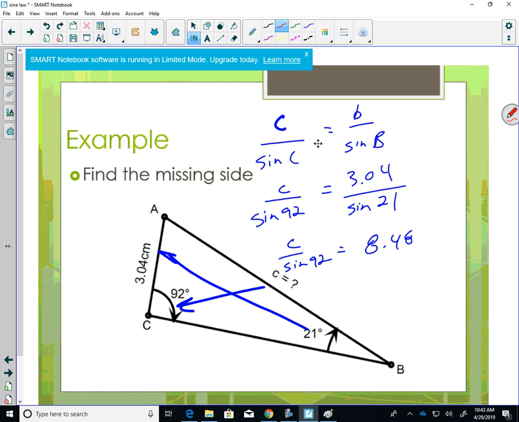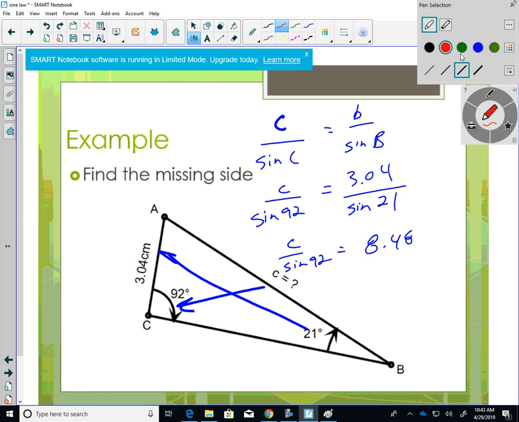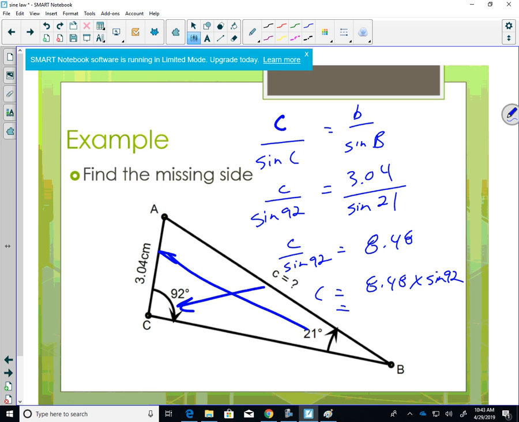I'm going to write c equals 8.48 times the sine of 92. And remember, you don't need to clear your calculator, so that you don't lose all those little extra digits. So you've got 8.48, so I'm just going to go times sine 92. I get 8.48. We'll say 8.5. c equals 8.5.